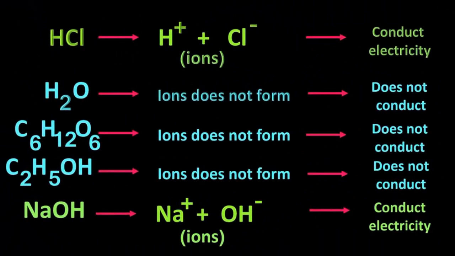So here HCl, when dissolved in water, dissociates into H plus and Cl minus ions. That's why it conducts electricity. In case of H2O, it does not dissociate into ions, so it does not conduct electricity. In case of glucose and alcohol, they do not conduct electricity because there are no free ions. And in case of sodium hydroxide, when it is dissolved in water, it dissociates into Na plus and OH minus ions. Because of free ions, sodium hydroxide conducts electricity.